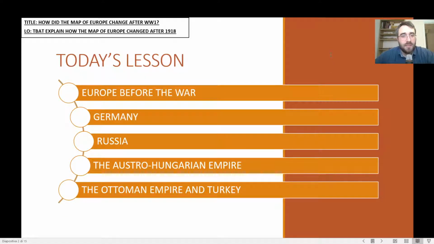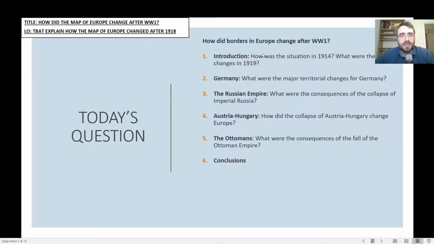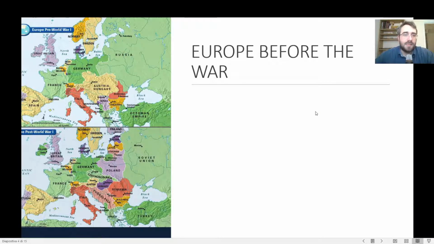First, we're going to look at Europe before the war, then we're going to focus on Germany, Russia, the Austro-Hungarian Empire, the Ottoman Empire, and then we're going to answer today's question, which is how did borders in Europe change after World War I? As you can see here, the structure is very simple. You got an introduction, then country by country, and finally some concluding remarks. Moving on. Let's start by looking at Europe before the war and how the situation changed.